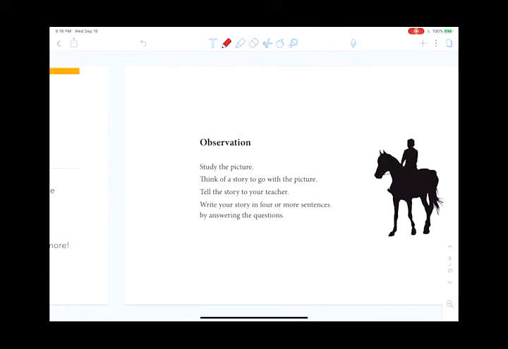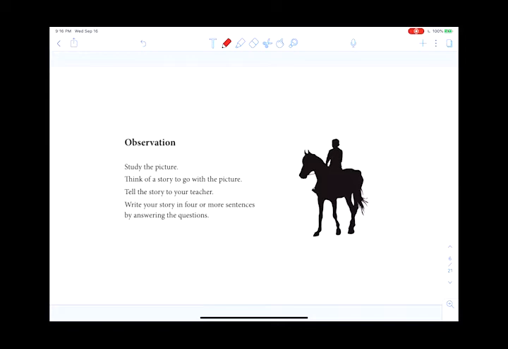For exercise 1, study the picture. You will be doing some observation. Think of a story to go with the picture. Then, write down your story in 4 or more sentences by answering the question.